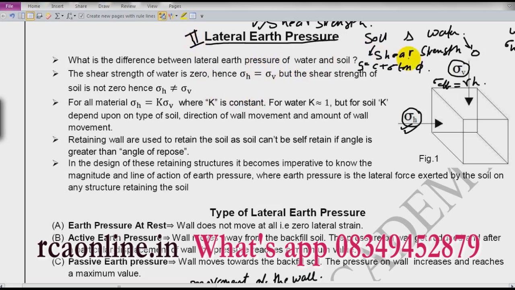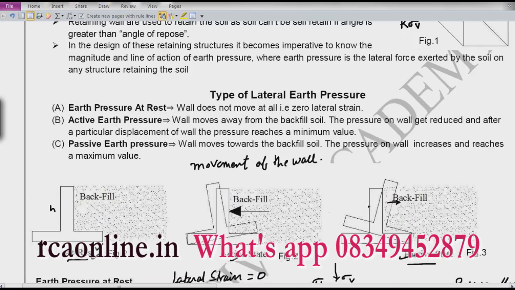So, till now we have learned that sigma V is the vertical pressure acting on the soil element, and because of this vertical pressure, a lateral pressure has been developed in the soil, which is K times vertical pressure sigma V. Now, this K will depend on the movement of the wall.